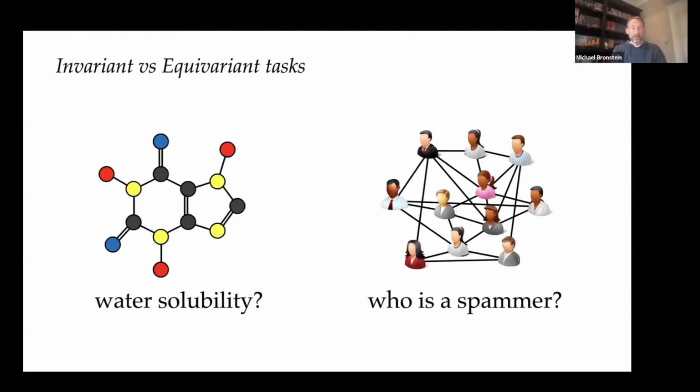Now, the two types of problems that we would like to consider in this domain are graph-wise predictions, like predicting properties of molecules, right? I give you a graph and you want to output, let's say, a single number, or node-wise predictions, where I give you a graph, let's say a social network, and you want to determine who is a spammer on the social network, right? So in this case, I want to output, for example, labels for every node of the graph.